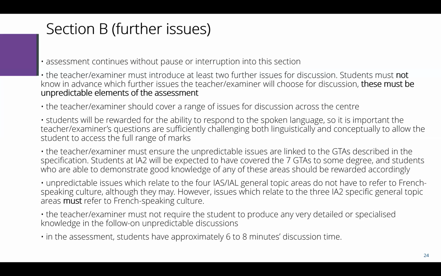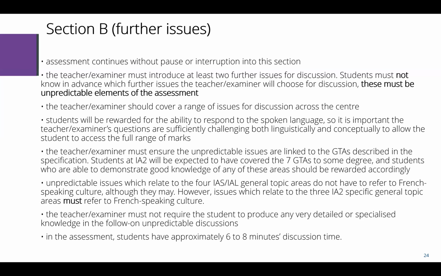And then here's the bit that's important: unpredictable issues which relate to the 4 international AS ones, those 4 that we talked about right at the beginning, don't have to refer to French-speaking culture, but they can do if you want them to. But the issues which relate to the 3 IA2 general topic areas must refer to the French-speaking culture. So you need to separate those two things out.